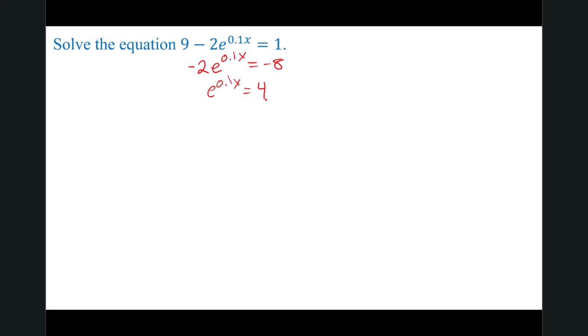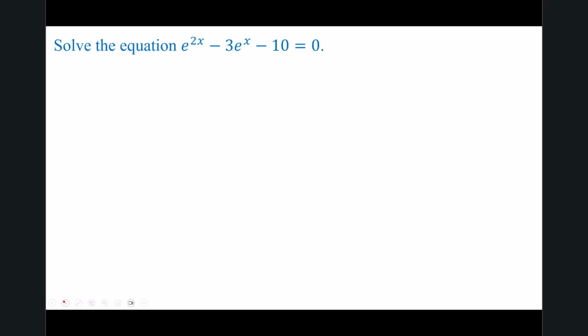Now I can write this in logarithmic form. So if I write this in logarithmic form, I have the log base e of 4 equals 0.1x. Divide both sides by 0.1, and I get the natural log of 4 divided by 0.1. Now dividing by 1/10 is the same as multiplying by 10, so I could rewrite that as 10 times the natural log of 4, which maybe looks a little better, but either answer is correct.